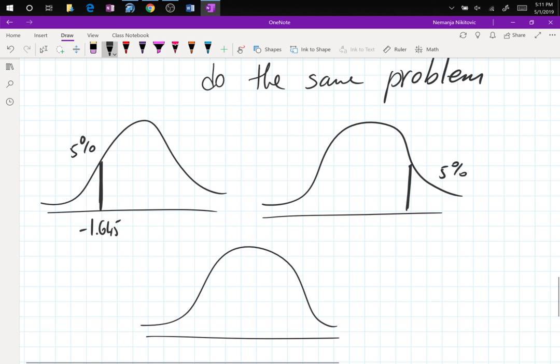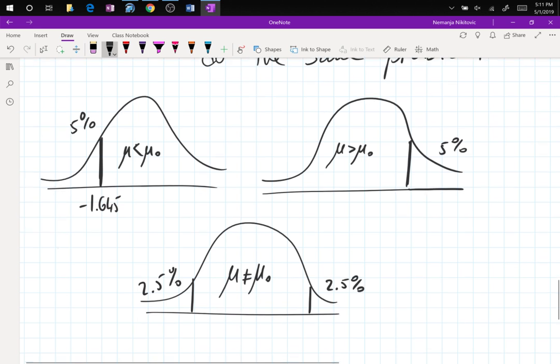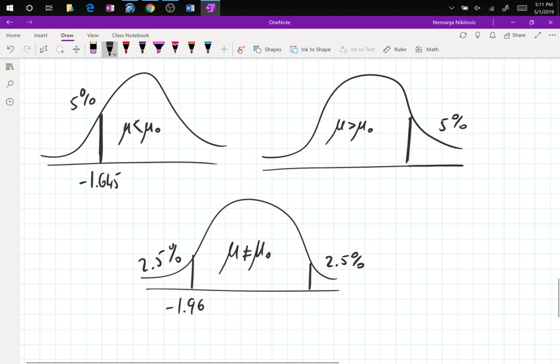Again, 5% on the right tail test for the mu larger. So this is mu less than mu 0. This is mu larger than mu 0. And this is mu different than mu 0 with a 2.5% on each side. And the numbers were negative 1.96 and 1.96. So if you are having a problem with a 5% significance level, doesn't matter 9.4 or 9.5, this is the setup.